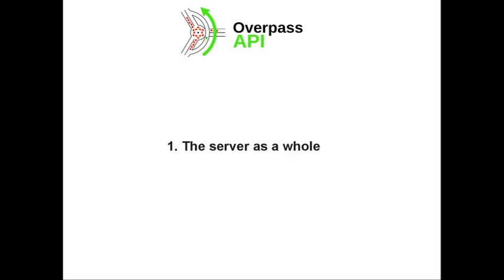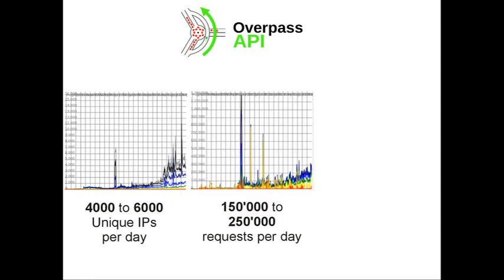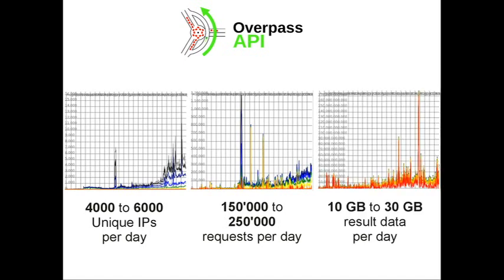The public instance on overpass-api.de sees each day between 4,000 and 6,000 unique IP addresses. It receives between 150,000 and 250,000 requests each day and answers them with 10 to 30 GB of data per day.